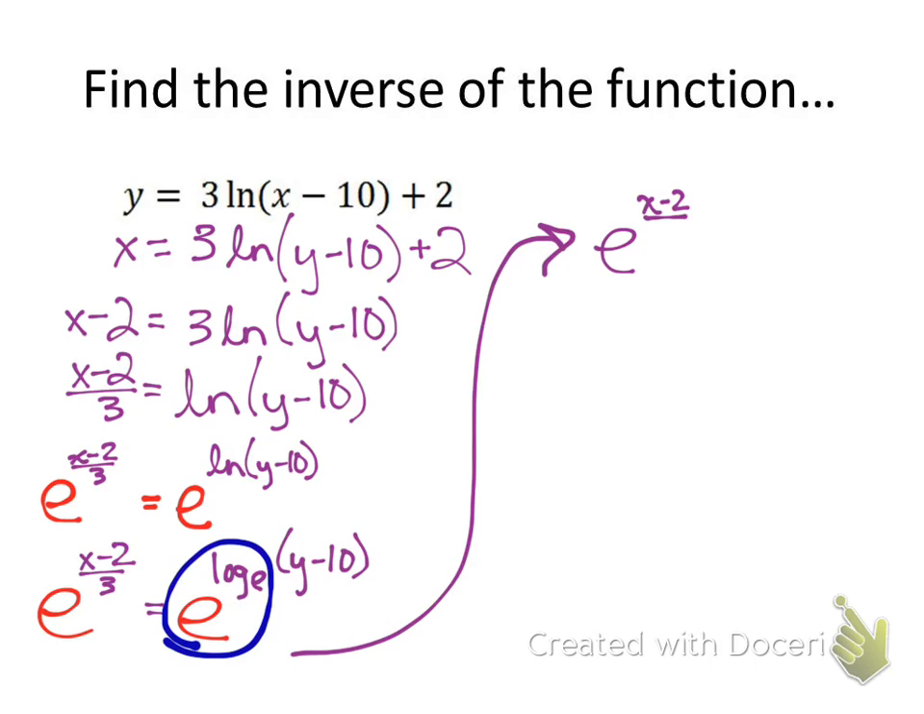So we have e to the x minus 2 divided by 3 equals y minus 10. And then I get y by itself by adding 10. So the inverse of y is this crazy looking deal, and then plus 10.